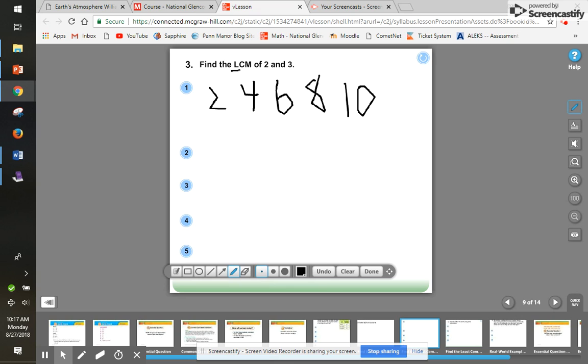What are the multiples of 3? 3 times 1 is 3. 3 times 2 is 6. I think we already found it. 3 times 3 would be 9. But I think we already found it, so we can kind of stop there. When I compare the two sets of numbers, which happen to be multiples, it's like 6 and 6 is the smallest that we share. Ladies and gentlemen, that's math.